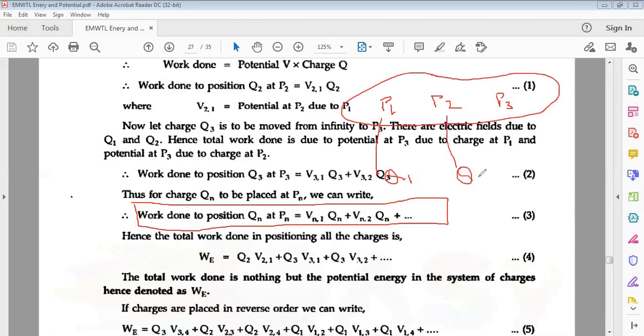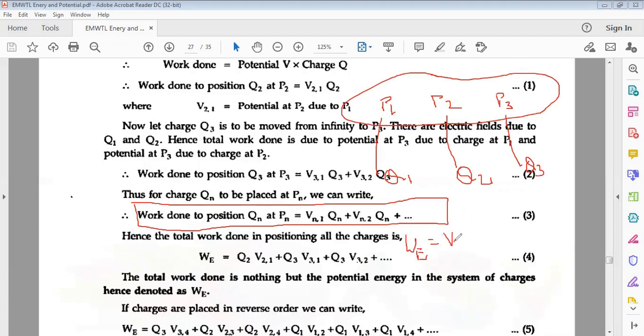Q1 is a charge, Q2 is another charge, and Q3 is another charge you can place. The total work done in the positions, WE, is Q2 V21. If Q1 is placed at point P1, there is no electric field, no potential, and no work done. When Q2 is brought to the P2 position, then a force is exerted, an electric field is produced, there is potential, and work is done.